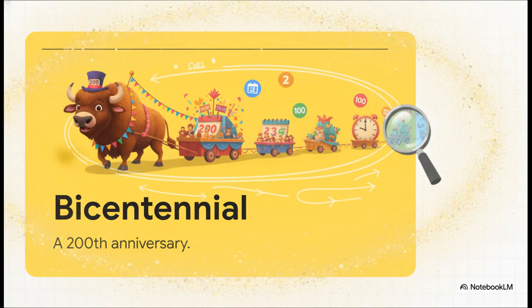So the really crucial point here is that we can actually stack these prefixes to do math. Picture a massive 200-year parade. This is a bicentennial. Let's just do the math together. BI means 2, CENT means 100. 2 times 100 equals 200. Simple as that. A bicentennial is a 200th anniversary. Isn't it wild how logical the English language becomes once you actually know the Latin code?